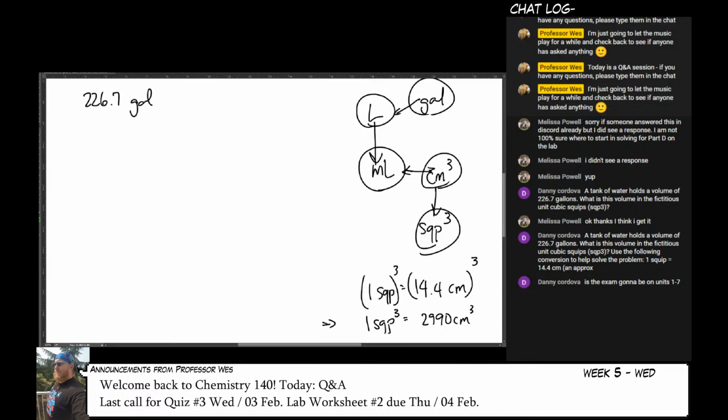So, gotta look up the conversion between gallons and liters, and that's on Google. So you can do that on Google: 1 gallon to liters, 3.785. So let's write that down here. Liters to milliliters, so there are 10 to the minus 3 liters per milliliter. These are equivalent, just 1 to 1. And then this conversion from cubic centimeters to cubic squips is what we determined down here.